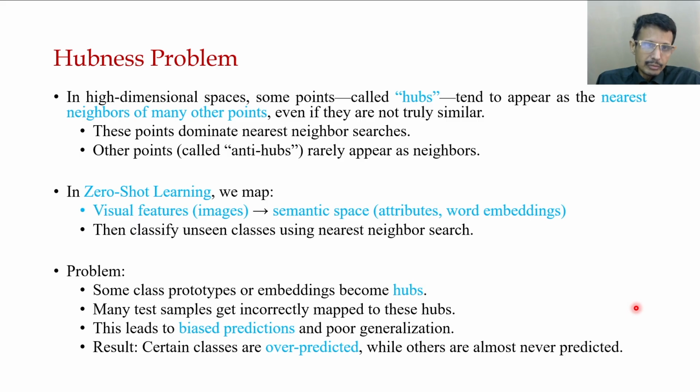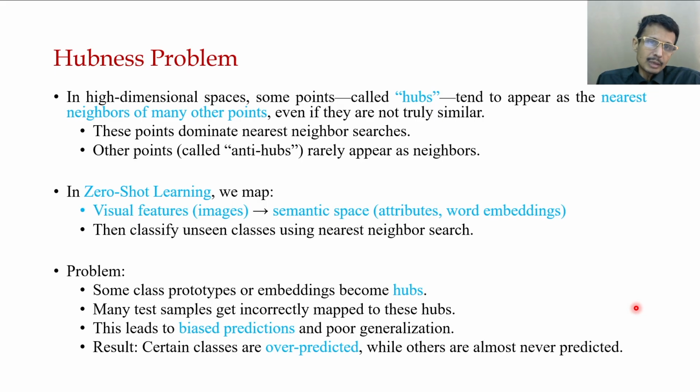First we read out the definition and then try to understand what the problem is. In high dimensional space, some points, called hubs, we'll see later how they are defined, tend to appear as the nearest neighbors of many other points, even if they are not truly similar. Let us take an example to understand. These points dominate nearest neighbor searches, and other points, called anti-hubs, rarely appear as neighbors.